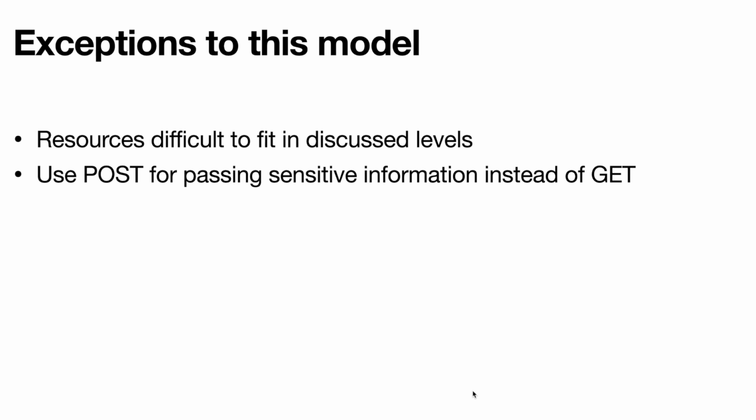Another could be a resource that is a perfect candidate for get, but we don't want to expose the details of the URL by using get. In this case, we use post. Alright, this concludes the Richardson maturity model for REST APIs. I hope you learned something from this discussion and try to implement it while you work on your projects.